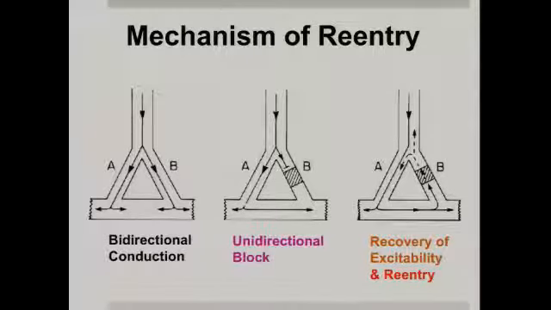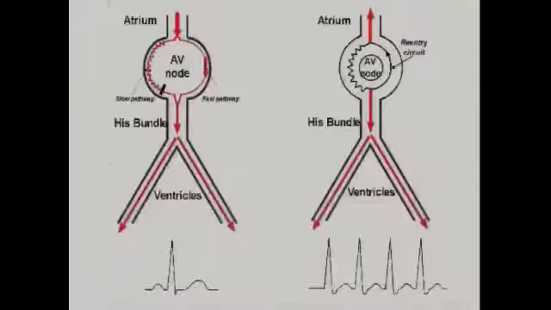Unidirectional block is where it can only go in one direction in this circuit. And so there are a couple of arrhythmias that we'll be talking about that have unidirectional block. Then there's recovery and excitability with reentry. There's an area of slow conduction and faster or normal conduction, and it has kind of a tail or lag response. We'll briefly talk about that. It's not as interesting as I make it sound.